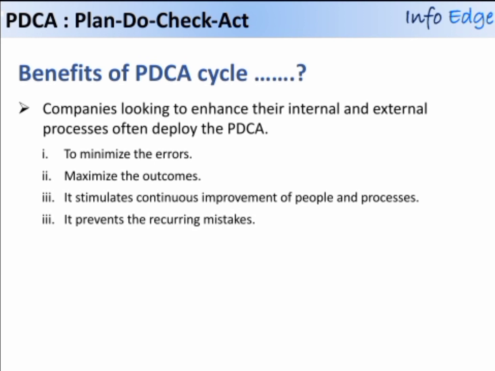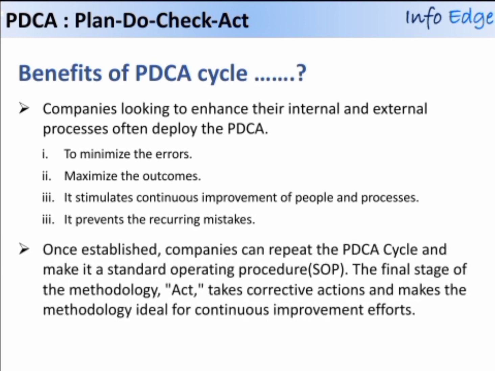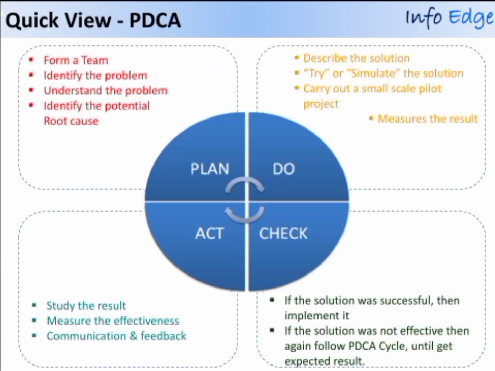While doing the PDCA cycle, once we get the expected results, it will avoid the recurrence of all the mistakes. Once established, companies can repeat the PDCA cycle and make it a standard operating procedure. So whenever we do an implementation and receive the expected results, it has to be converted into standard practice, like a standard operating procedure. And the final step, act, is to take corrective action and use the methodology for continuous improvement. So this is the overview of the PDCA cycle.